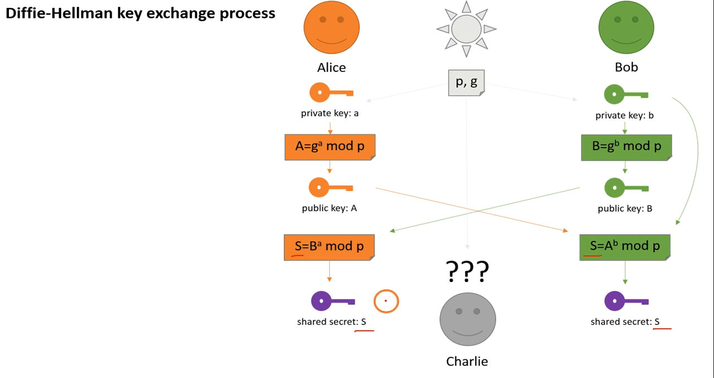Now this S is never exchanged between A and B. A has generated S and B has generated S. They didn't communicate, but still they are the same. So this is the beauty of the Diffie-Hellman key exchange process.